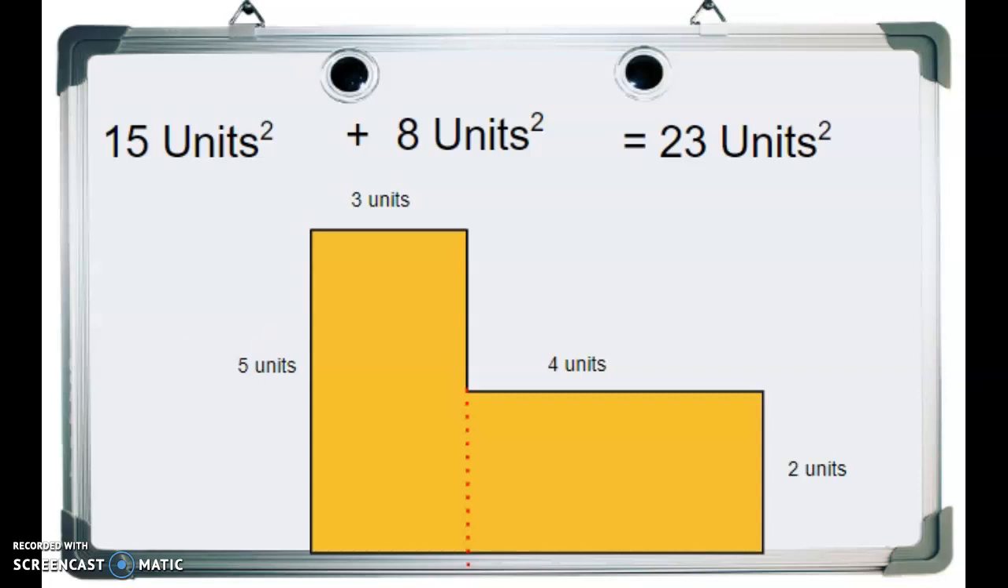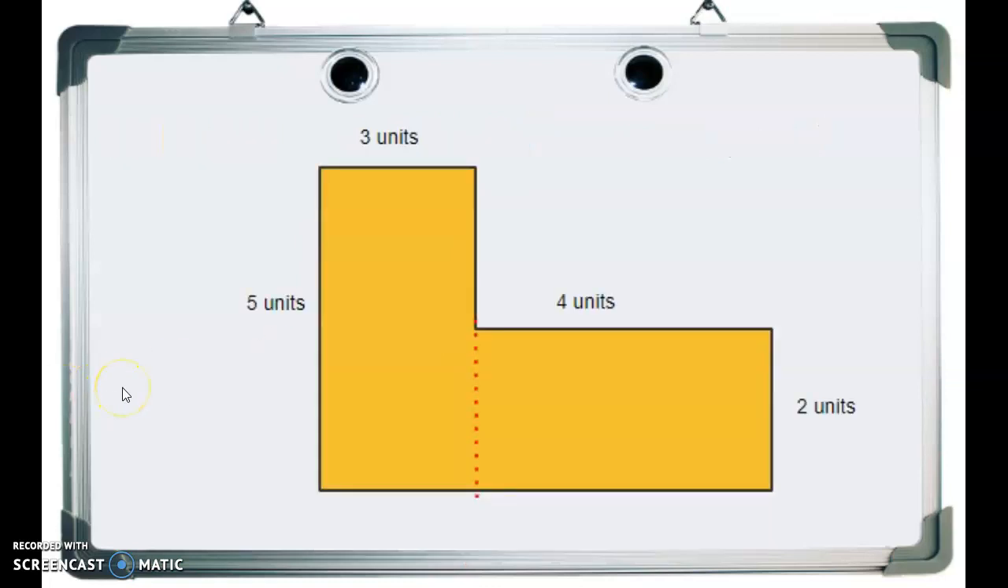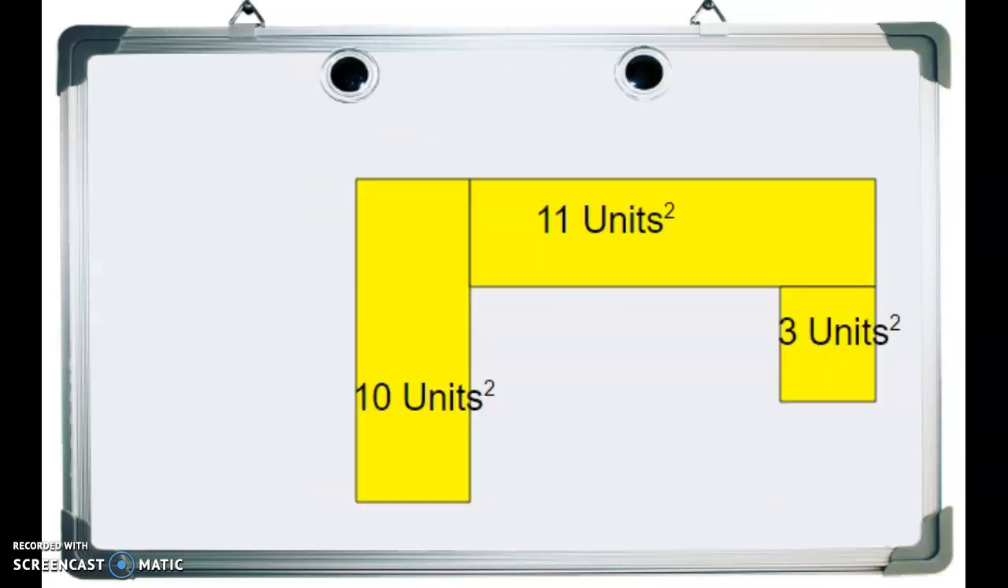So if you see a shape like this and you need to find its area, the first thing you're going to do is pick one rectangle and find its area. Multiply the length times the width. Second thing is to do the same thing to the other rectangle. Third thing, add them together. Okay? Now let's get harder.